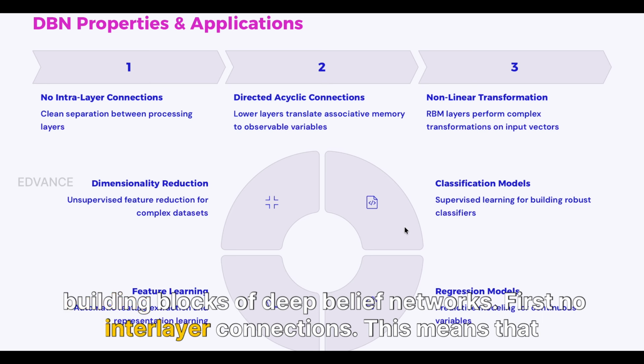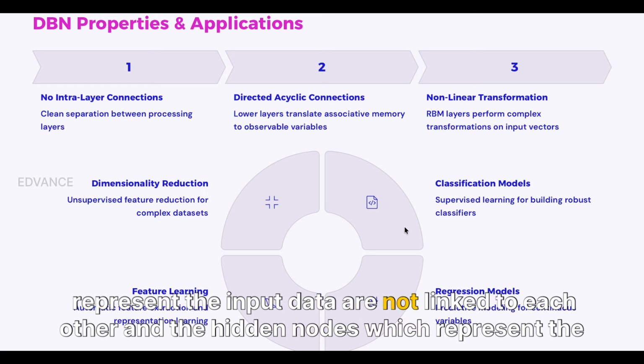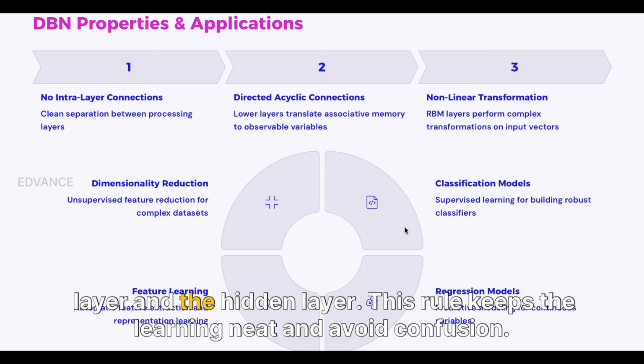First, no intralayer connections. This means that inside a layer, the nodes, that is neurons, don't talk to each other. The visible nodes, which represent the input data, are not linked to each other, and the hidden nodes, which represent the features being learned, are also not linked to each other. The only connections are between visible layer and the hidden layer. This rule keeps the learning neat and avoids confusion.